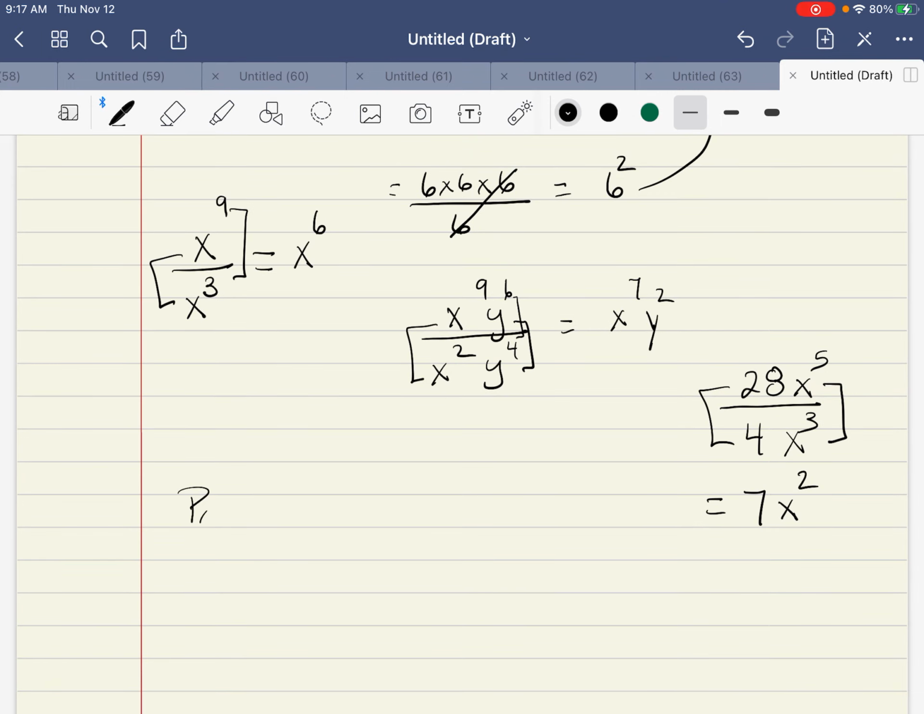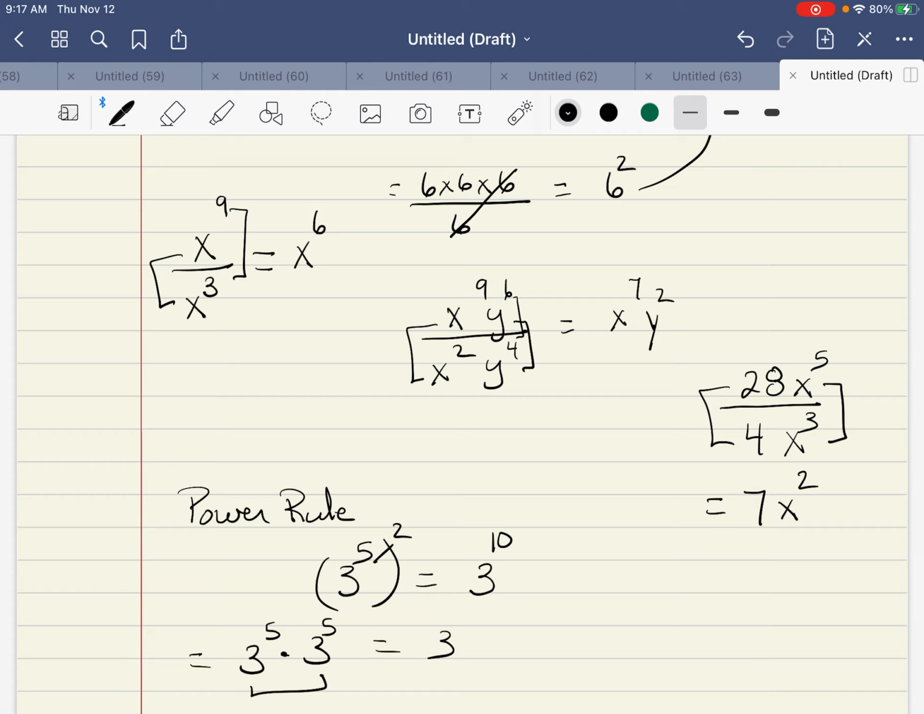And the last one I like to call the power rule. So it's when you have an exponent raised to an exponent. So it looks like this, 3 to the 5 to the exponent 2. So we have this exponent to an exponent. So the rule says you're going to keep that base and multiply the exponents, not add or subtract them. Now we can prove that also, because 3 to the 5 squared means 3 to the 5 times itself twice. Well, that's just the multiply law. Same base, add 5 and 5 is 10.